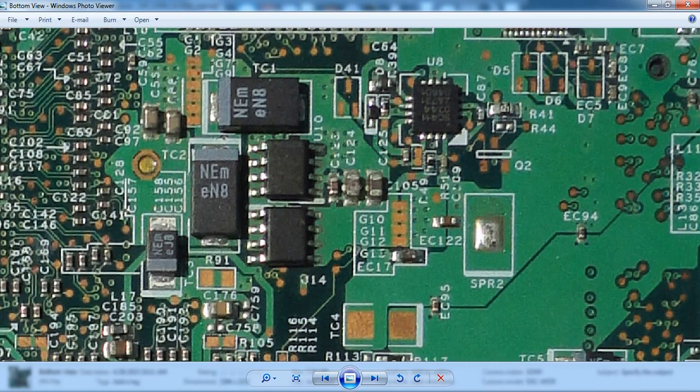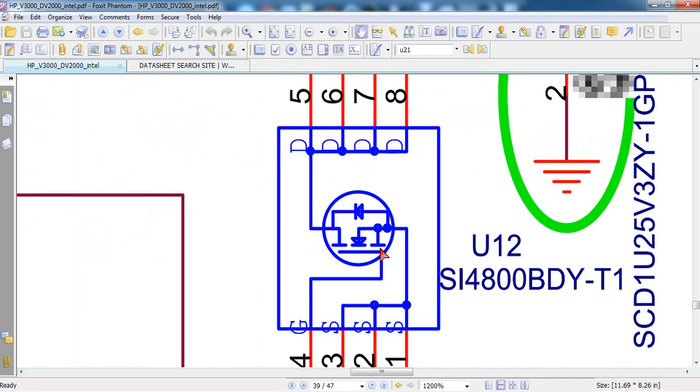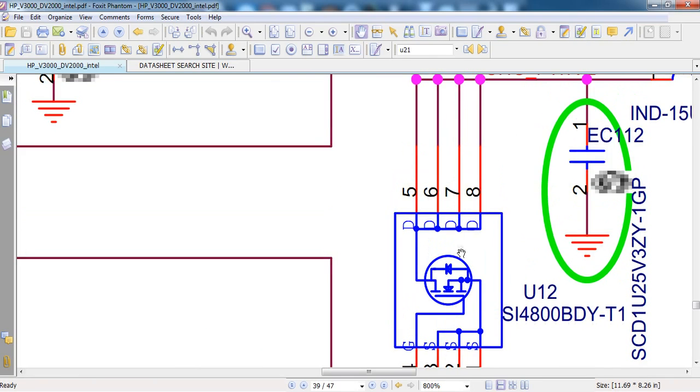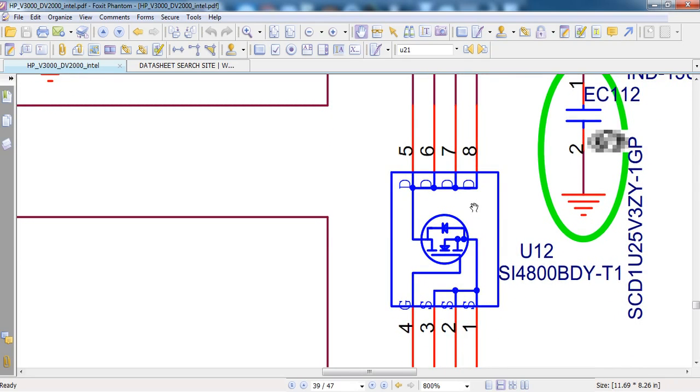So if the arrow is inside, then it is an N channel MOSFET. If the arrow is outside, then it is a P channel MOSFET. P channel MOSFET conducts the voltage from drain to source, whereas the N channel MOSFET conducts the voltage from source to drain. But in all notebook motherboards, the diodes and MOSFETs are used as switches. They will not connect the input side on the right point. So it's the reverse side.